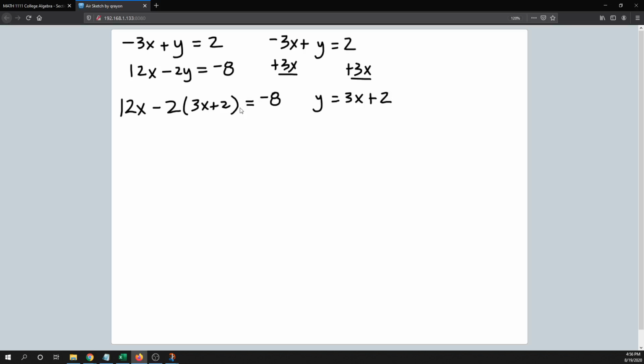Now I just solve this like we've been doing in previous lessons. I'm going to distribute this negative 2, so I get negative 6x minus 4. I'm simplifying both sides, and the right side is already simplified. Over here I have some like terms, so I can combine those. I have 12x's minus 6x's, which gives me positive 6x. Minus 4 equals minus 8.